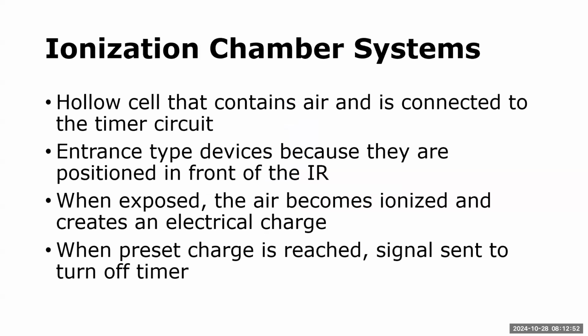So they are a hollow cell that contains air and is connected to the timer circuit. So these are very similar to our dosimeter that we use. You know the dosimeter that we've been using to measure radiation on some of our activities, the little thing that we sit down and get those readouts, is very similar to that. So we call it an entrance type of device because they are positioned in front of the IR. So these type of chambers are above the IR, whereas the older photo timers were beneath the IR.